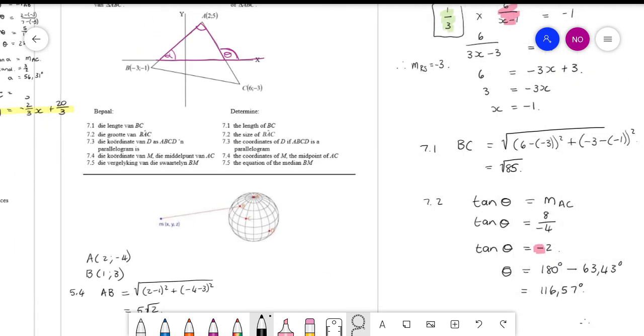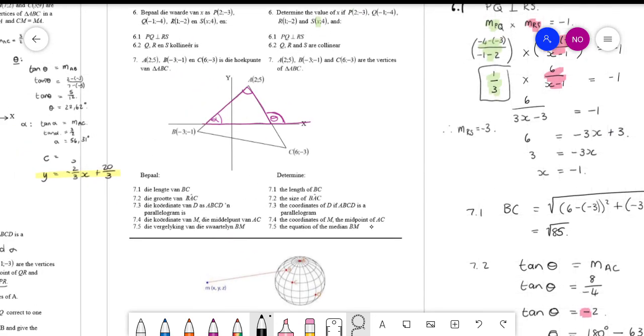Quickly check here. Do you guys see this purple triangle? Theta is sy buitehoek. Daai is sy twee teenoorstaande binnehoeke. And what do we know? The exterior angle of a triangle is equal to the sum of the two opposite interior angles.